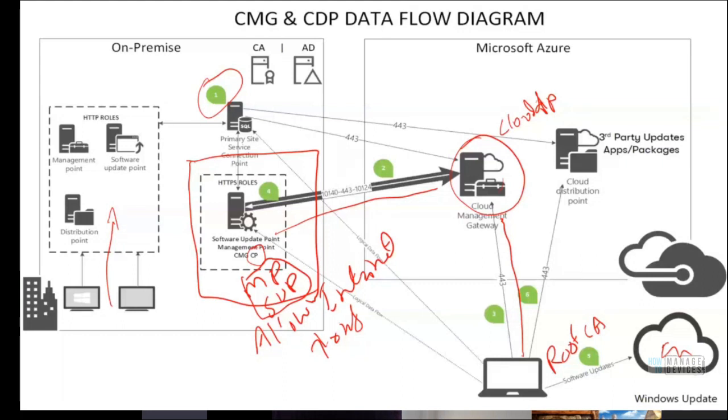Hi, Rajul. In that case, how should the content be distributed to the cloud DP? Your third-party applications and application packages should be distributed to the cloud DP, but you should not distribute your software update packages to the cloud DP, because software update packages will go to the internet. How will the client know that?